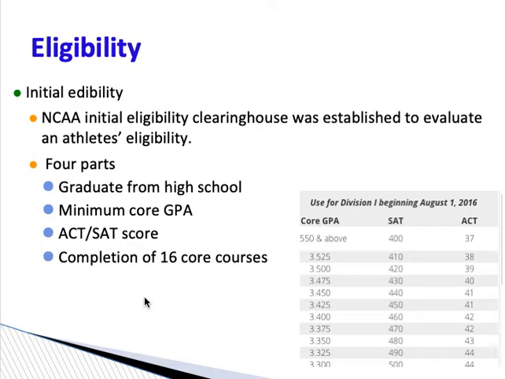So speaking of the core GPA and the ACT and SAT score, NCAA is actually using the standardized test scores and the GPA considered together on a sliding scale. For instance, if you have a 3.3 GPA, your SAT score will be like 470, right? But if you have a higher GPA, the requirement for the standardized test score will be lower. So those are the relationship between the GPA in high school and your standardized test scores. So this is the first rule related to college sport, which is the initial eligibility rule.